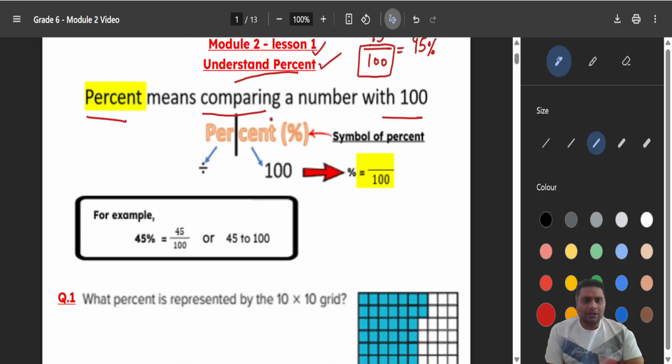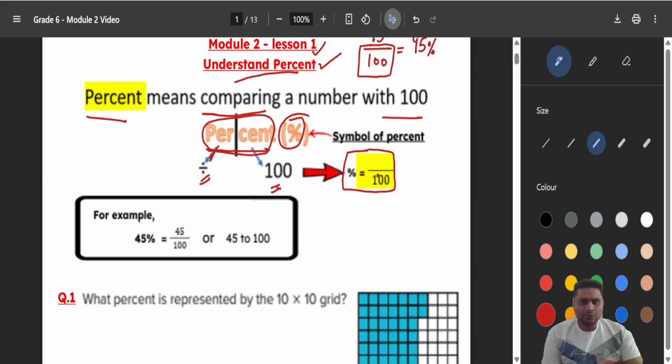If you break the percent into two different words here, per and cent, you will see per means divide, and cent means 100. So we can say dividing by 100 means percent. Yani, comparing something with 100 is percent. This is the symbol of percent. Remember, wherever you see the symbol, it means percent. So what is the conclusion? Percent means comparing something with 100, and you can write it like this. You can replace the percent with Taksim 100, divide 100.